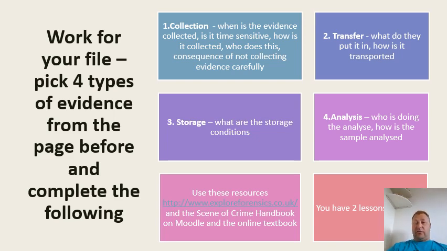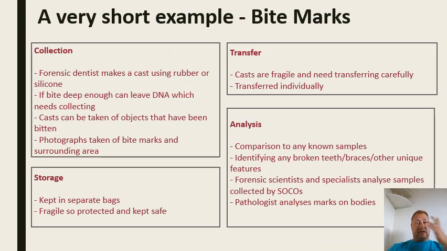Okay, as I said, you've got 2 examples. On the next slide, I've briefly done an example for you. You need to do it more than this. This is the idea. Okay, so this is bite marks. You guys are a lot more imaginative than me. You can do this any way you want. Make it pretty. Make the headings clear. Make sure you've got the 5 things: collection, transfer, storage, analysis, and then talk about who in between. So you've got who's collecting it, who's analysing it, storage and transfer as well.